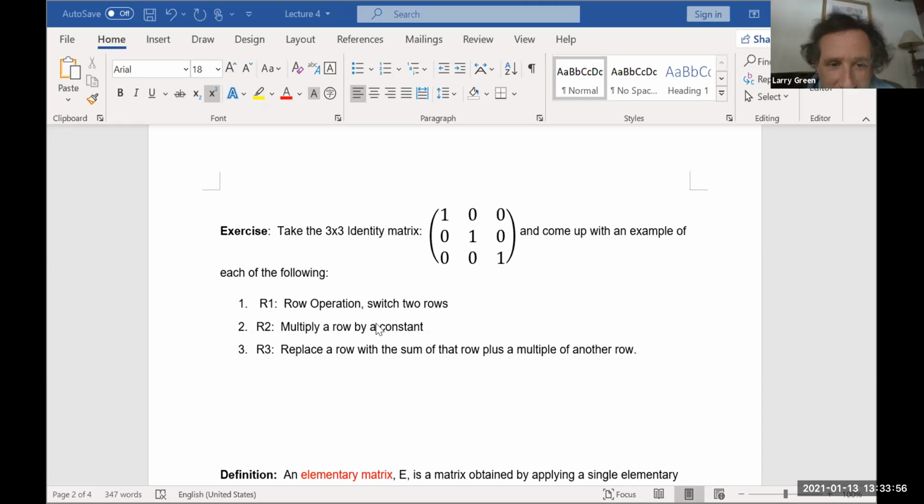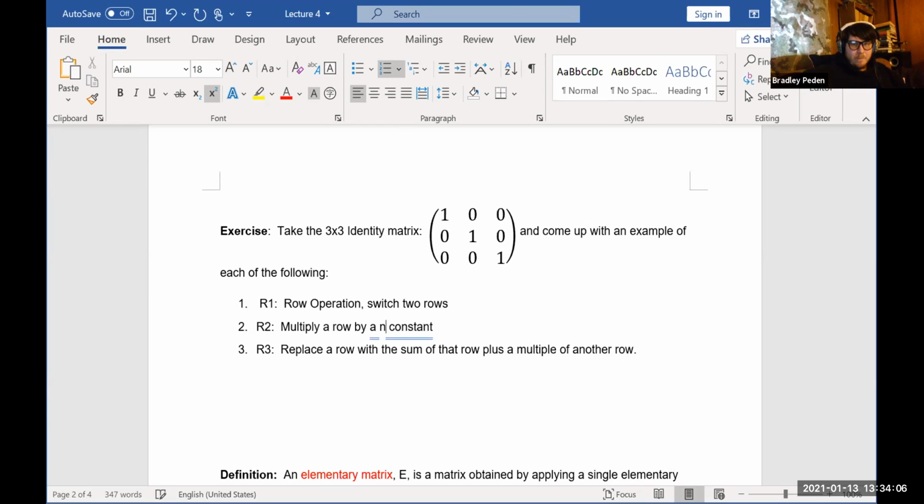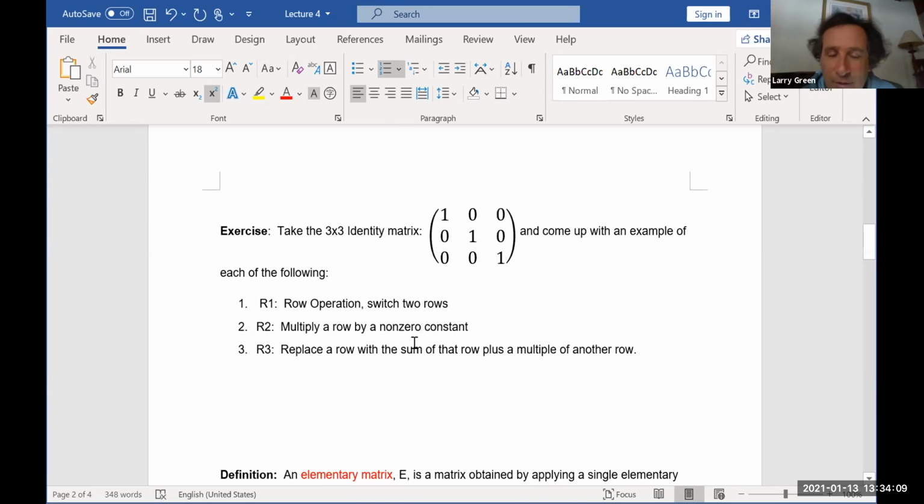Okay, maybe I should say before I do that, not any, what do I need to add in there between A and constant? Non-zero. Yeah, because if you multiply by 0, it's not a row operation. It's not allowed. Okay, and the third is you can replace a row by the sum of that row plus a multiple of another row.